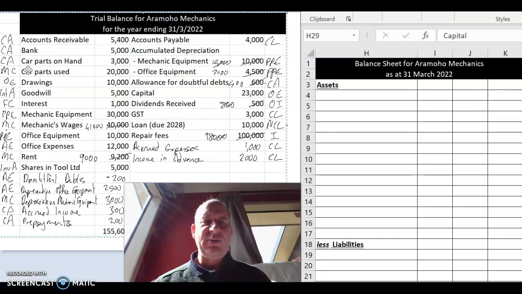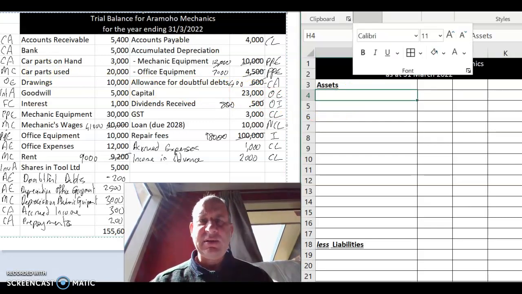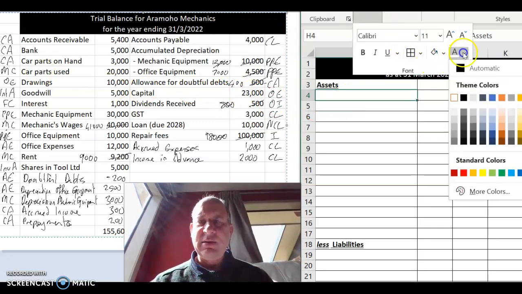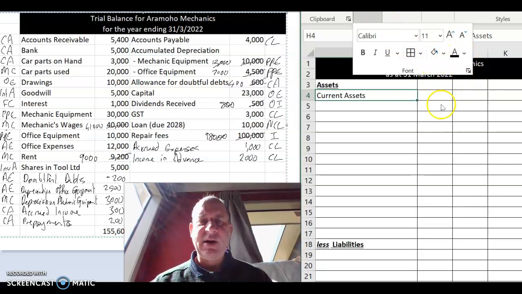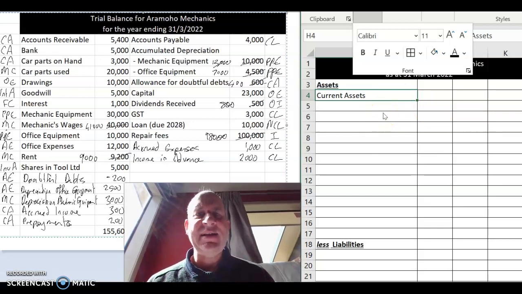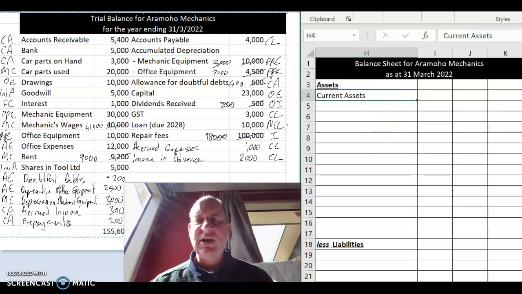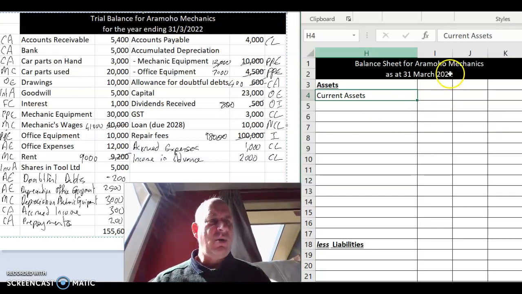So what we're going to do is focus on the assets first, and there are a few headings for assets. First heading I'd like you to put in is this one here, our current assets. So anything with CA next to it, we're going to add in. Current assets are assets that we are going to turn into cash in the next accounting period, that is within a year's time. So all of those with CA marked on them we'll put in.